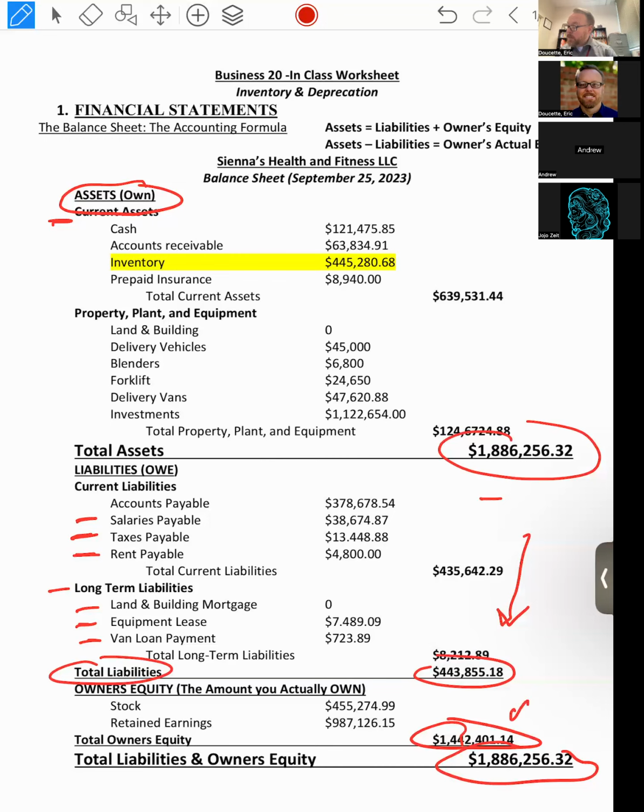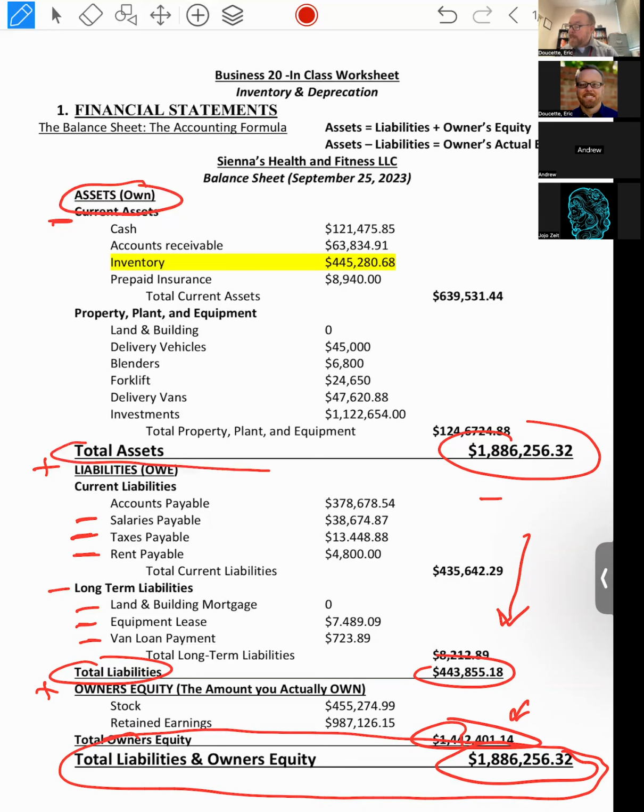So basically the owners in this company right now own about $1.4 million in assets after all of their liabilities are paid. Now notice if you add up all your liabilities and all your owner's equity, so you add this and this, it comes out to your total, which is 1.886 million, which is the same as your total assets. So that's how they figure it. That's what we call the balance sheet. Both sides need to be equal, or else somebody made a mistake somewhere.